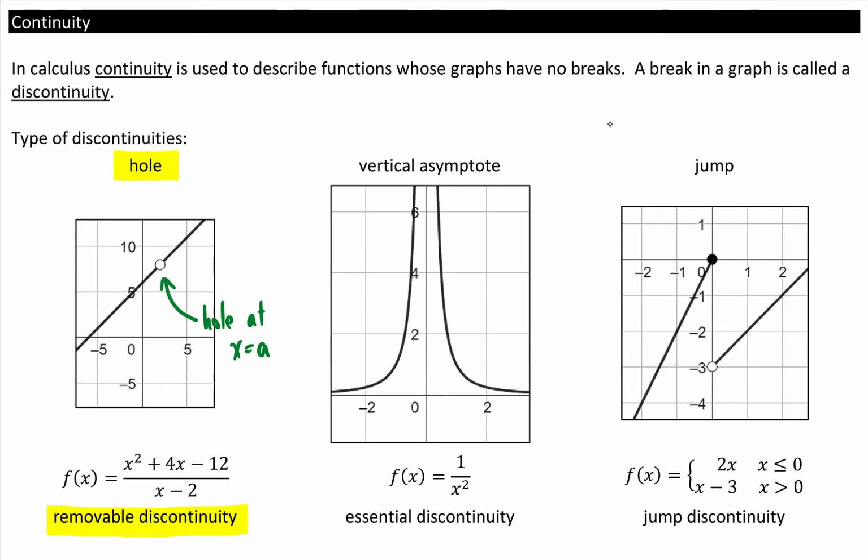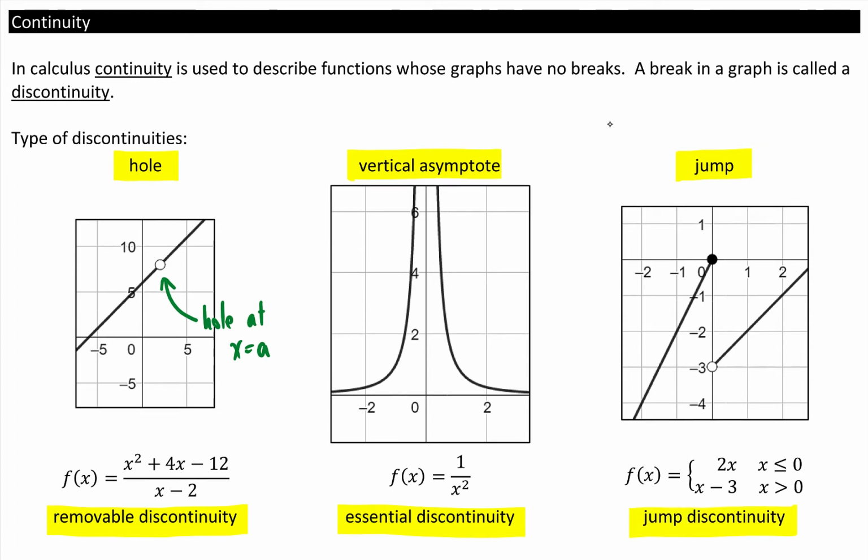The second one is a vertical asymptote. So you can see there's a vertical asymptote at x equals 0. And that would mean that we have a discontinuity at x equals 0. And this one's called an essential discontinuity. And finally, we can have a jump discontinuity. And for us, we will normally see those for piecewise functions.